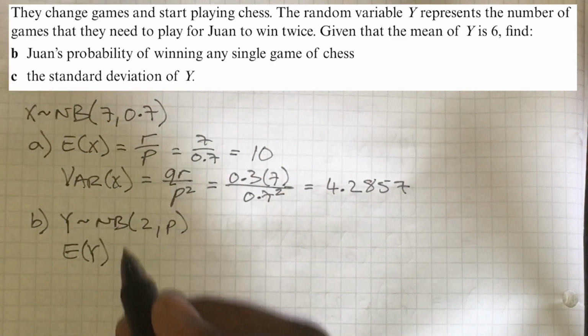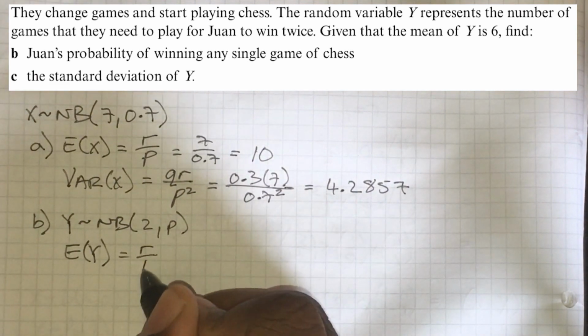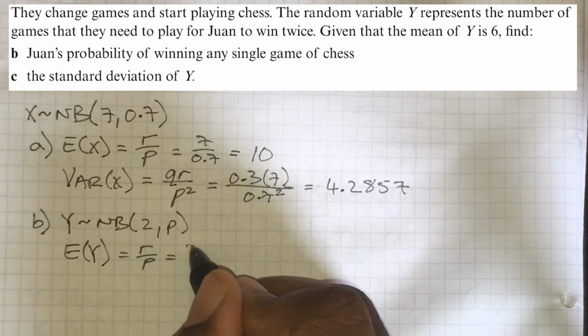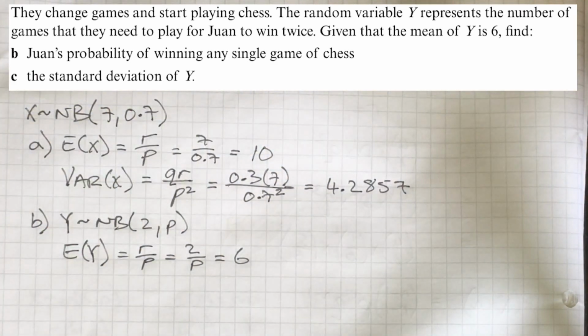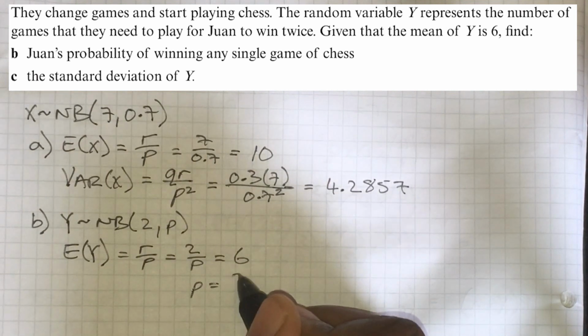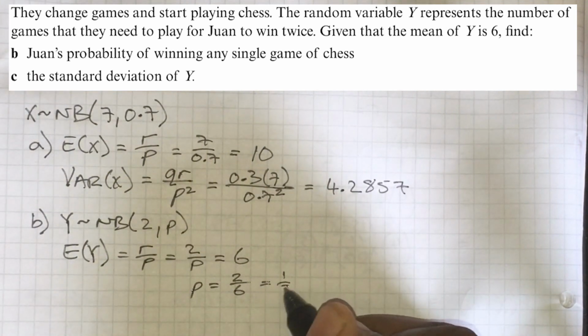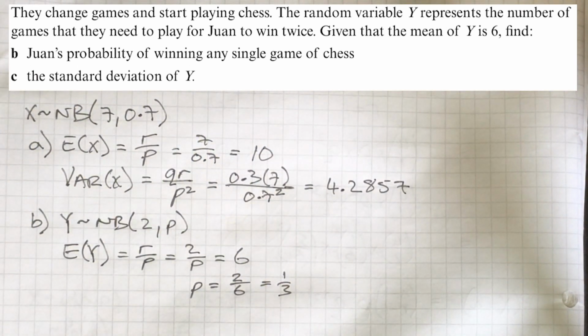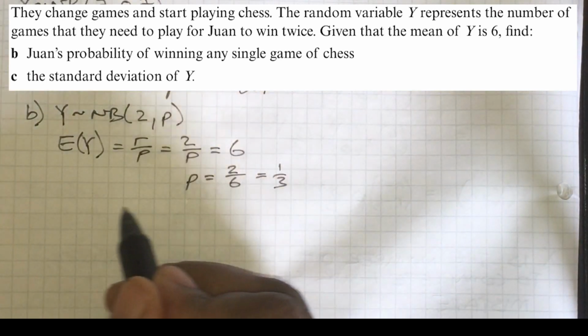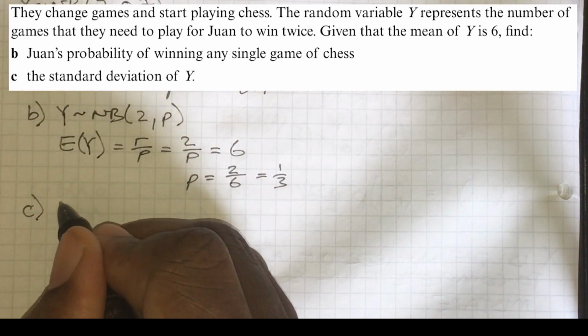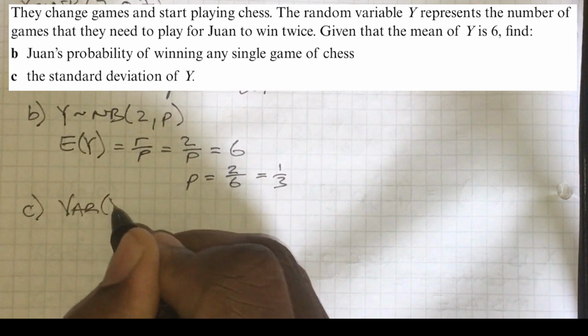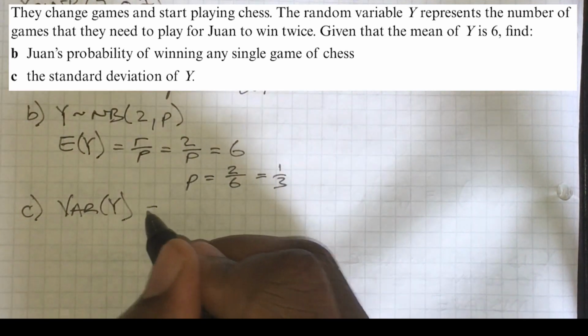So that's negative binomial of 2. We don't know the probability of him winning an individual game, so we just write p. We are told the mean of y, which is the expectation, is 6. So by setting all of this up, we can rearrange and find a value for p, and in this case, p is 2 over 6, or 1/3. We're then asked to use this to find the standard deviation.